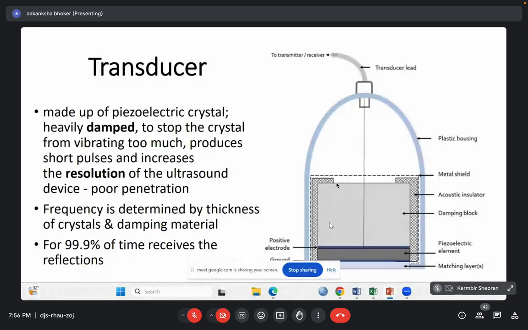So the dampening block prevents over vibration of the crystal, and ensures that high frequency pulses are produced. Then this is the insulator, this is the plastic housing, and this is the lead. So basically this is the structure of the transducer, and 99% of the time it is just waiting for the reflections to come back. 1% of the time the transducer is generally emitting the signals.